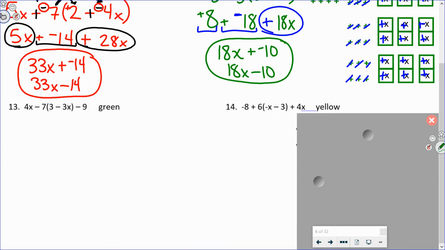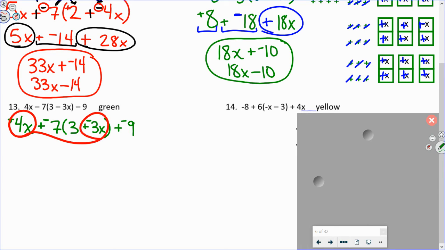13, I'm going to rewrite it in green. So we have 4 x's here. That is a positive. I'm just going to put that to help myself. Now you see that minus 7, so I'm going to change that to add the opposite. And you see the minus 3 x's. I'm going to change that to add the opposite. And you see the minus 9. I'm going to change that to add the opposite. Now, don't start trying to combine like terms. Mr. Cowan, there's 4 x's there. Well, there's actually not negative 3 x's there because we must remember the grouping.